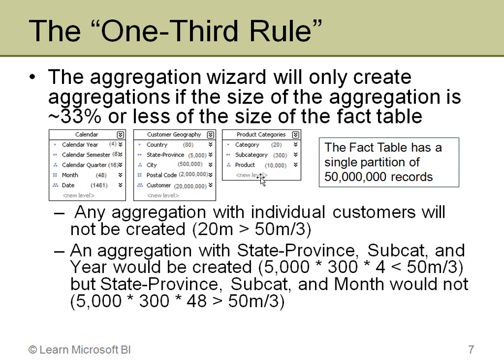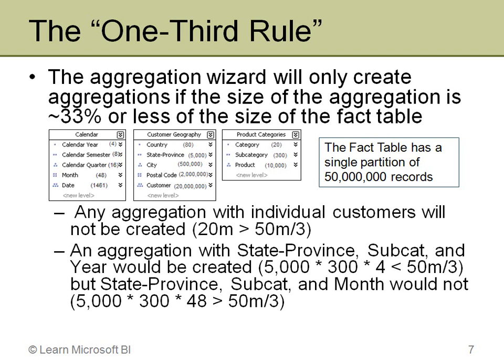Now, if I looked at this and using that 1/3 rule, if I said, okay, in an aggregation I want to include the individual customers. Well, the wizard will not create that aggregation for me. It says, hey, look, you've got 20 million individual customers. I only have 50 million total records. That's over 1/3. I'm not going to create it.